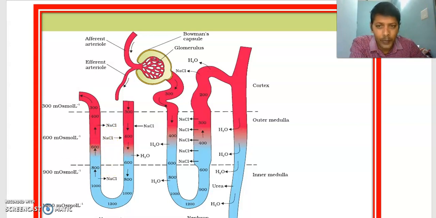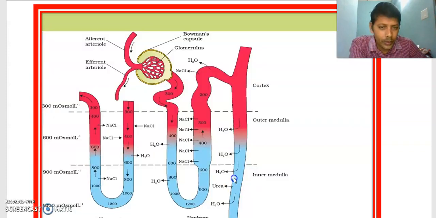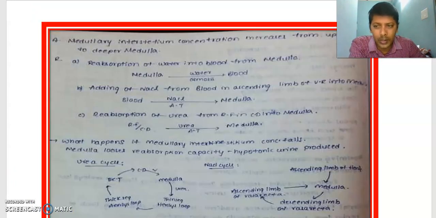That is one reason. The third reason is reabsorption of urea from the renal filtrate in the collecting duct into the medulla. I will show you. Observe here: reabsorption of urea from the collecting duct into the medulla. It is also increasing osmolarity here. These are the things that are causing increasing osmolarity here.